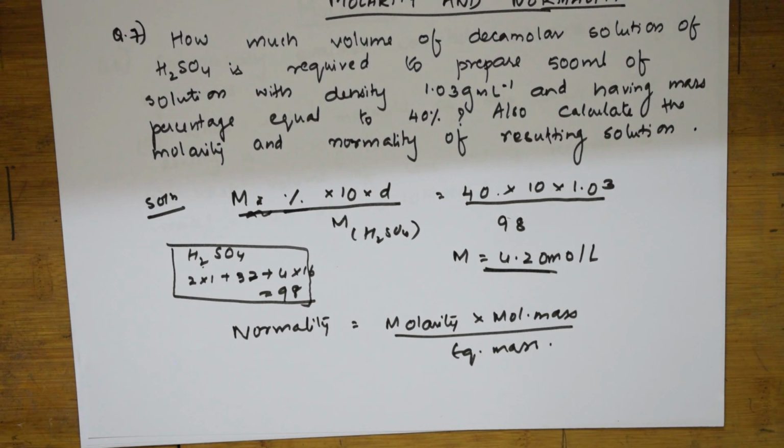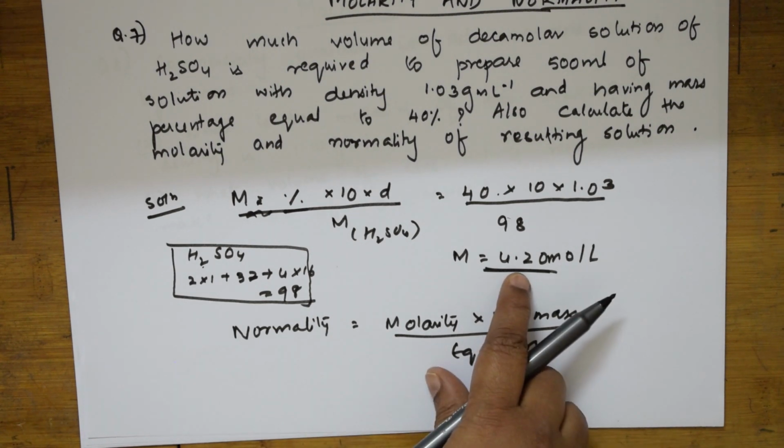Fine. So now one more thing. What did they say? Volume of decamolar. How much volume of decamolar solution did they say? Decamolar is nothing but 10 molar, isn't it? 10 molar sulfuric acid. So what can I write? If I take the volume of decamolar into 10, how much is the volume given to us? They've given 4.2, isn't it?